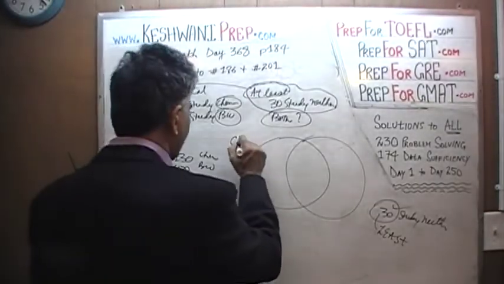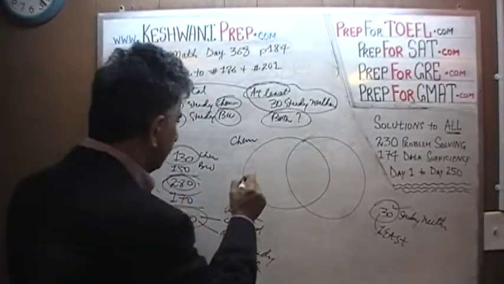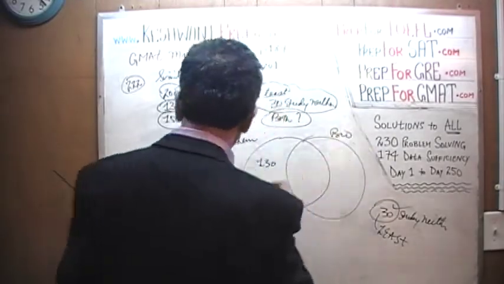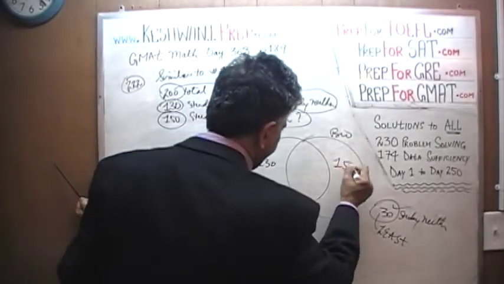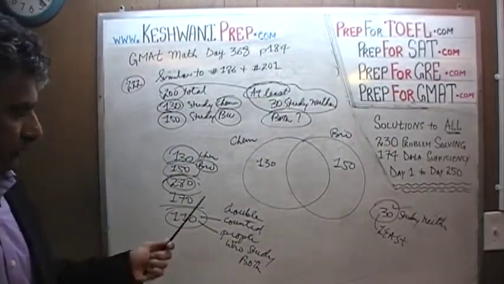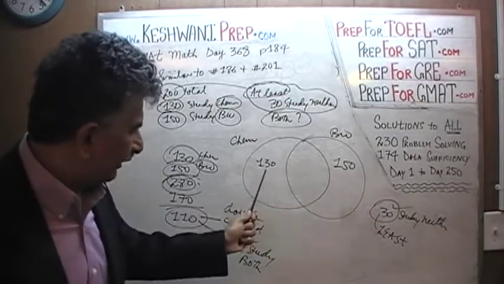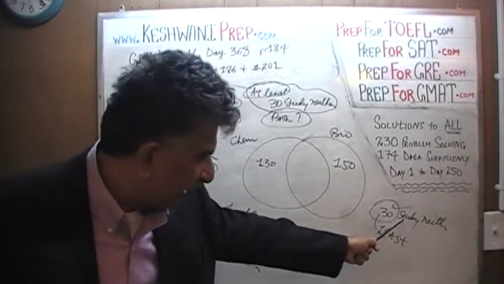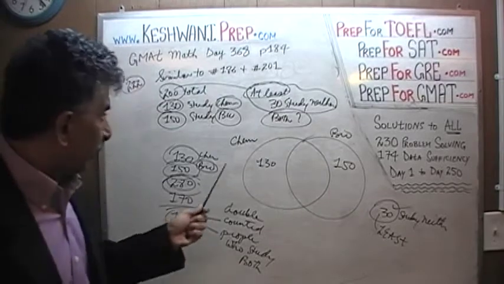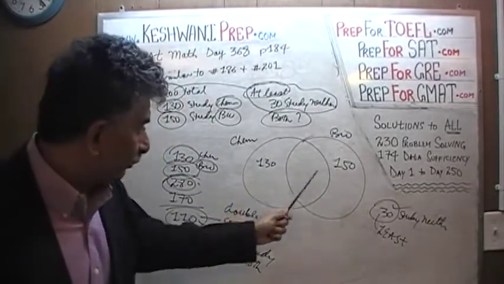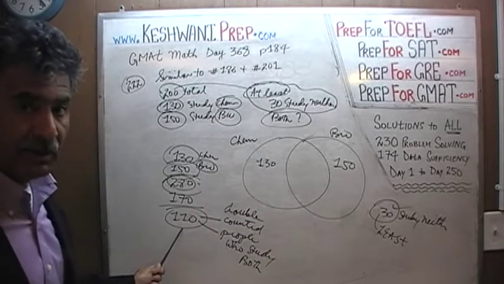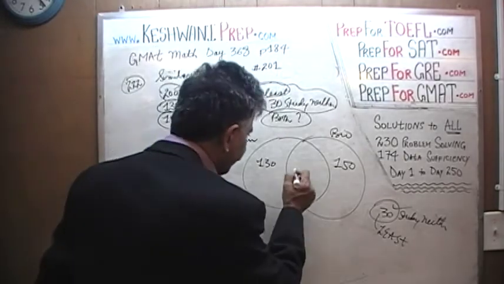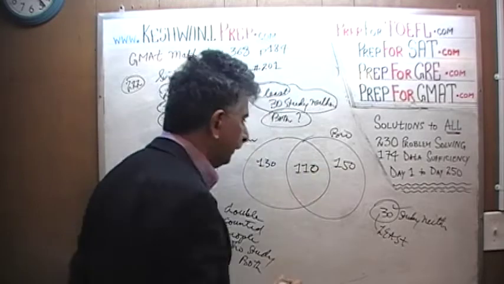Let's put chemistry on this side, and chemistry is 130. Let's put biology on this side, and we have 150 for biology. Again, I'm just explaining one more time. 130 plus 150 adds up to 280. But if we assume that 30 study neither, then we should have had 170, because 200 minus 30 is 170. These two add up to 280. That tells us that 110 is being counted twice. 110 is double counted. That represents the number of people who are studying both, and that goes in the middle. 110 study both.